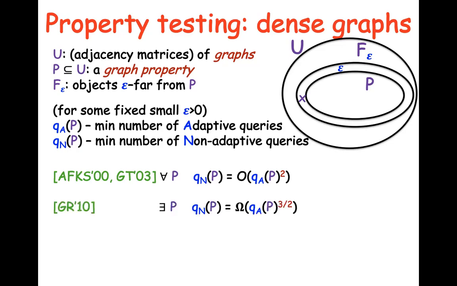An important result was obtained by Gonen and Ron a decade later, showing that there is a gap. It's at least power 3/2, so somewhere in the middle between 1 and 2. And our main result is that actually the original upper bound is tight. There are properties for which non-adaptive algorithms require quadratically many queries as adaptive ones. In this result and the previous one, I'm ignoring polylogarithmic factors.